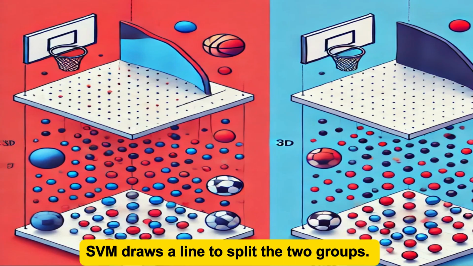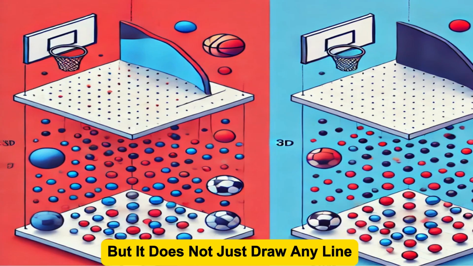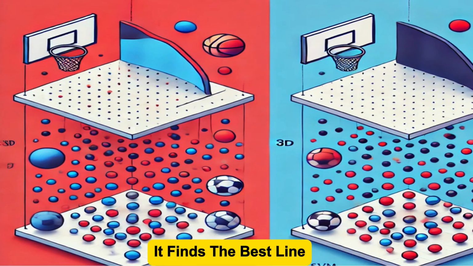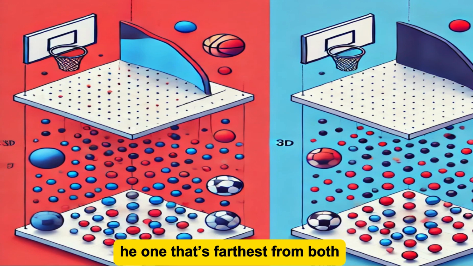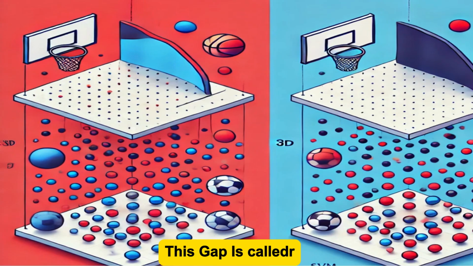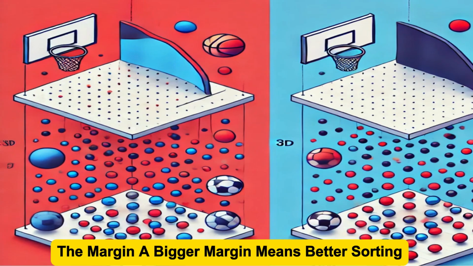SVM draws a line to split the two groups, but it does not just draw any line. It finds the best line, the one that's as far as possible from both groups. This gap is called the margin. A bigger margin means better sorting.